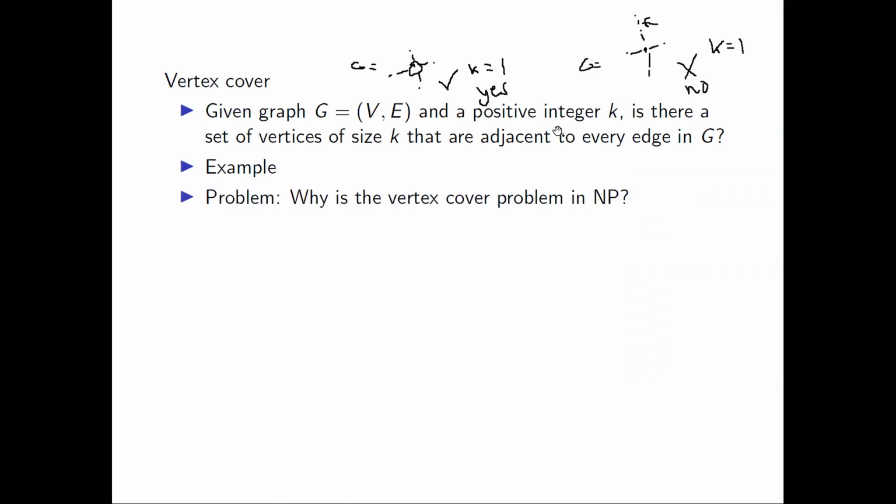And here's a problem. Why is the vertex cover problem in NP? So that's a problem for you to think about. And remember that to show that a problem is in NP, all you have to do is show that for yes instances of the problem, there exists some certificate that you can use to verify that the answer is yes in polynomial time in the size of the instance. In this case, our instances are these graphs G and the positive integer k, which we can assume is at most the order of G. So the size of the instance we can just take as n, the order of G.